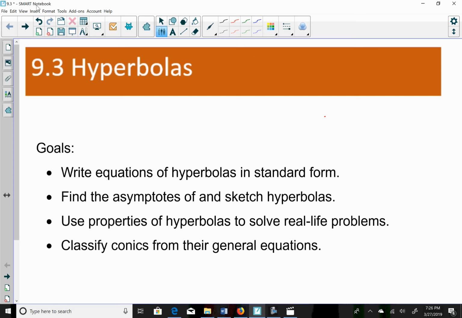We're going to write the equations of hyperbolas, then we're going to find the asymptotes of the hyperbola and sketch them. We're going to use properties of hyperbolas to solve real-life problems, and finally we're going to classify conics from their general equations. So let's get started.